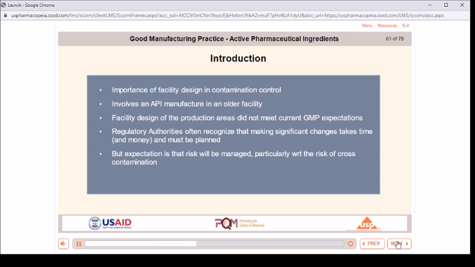meet current GMP expectations. Often in such situations, the regulatory authorities recognize that making significant changes to the facility takes time and money and must be planned. Nevertheless, there is an expectation that the risk will be managed, particularly when it involves the risk of cross-contamination.